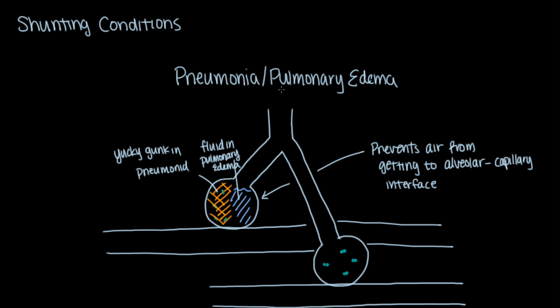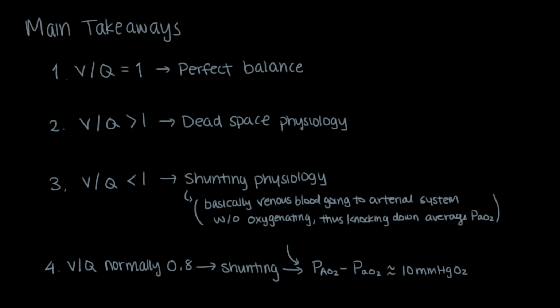The classic example of shunting would be pulmonary edema or pneumonia. Stuff fills up some of the alveoli, thus effectively knocking out the function of those alveoli. The blood carried to the capillaries that are paired with those plugged up alveoli are not oxygenated and effectively shunted. I have written out the main takeaways here.